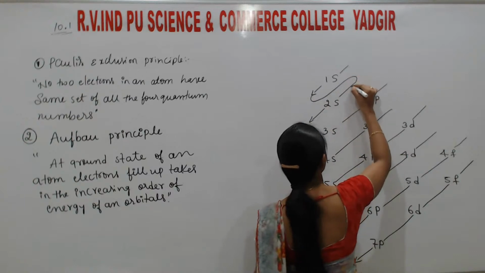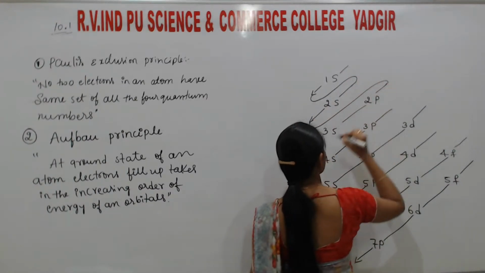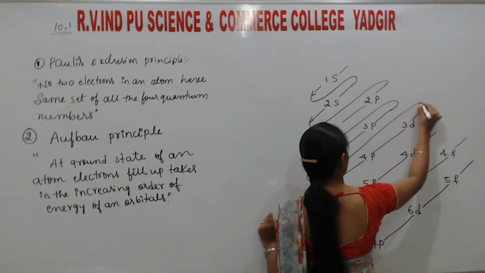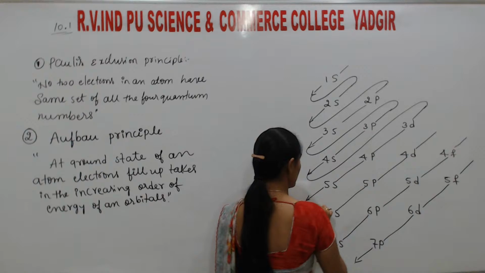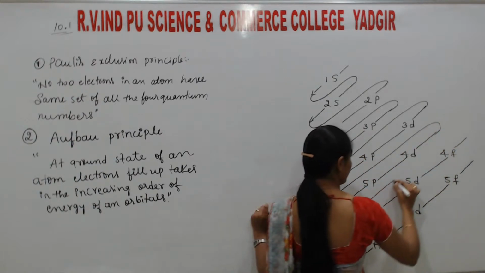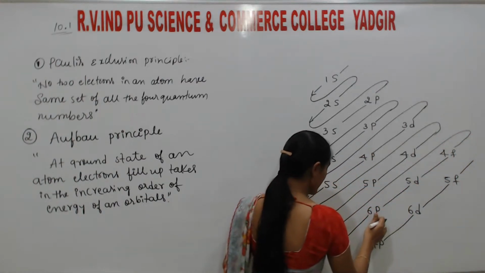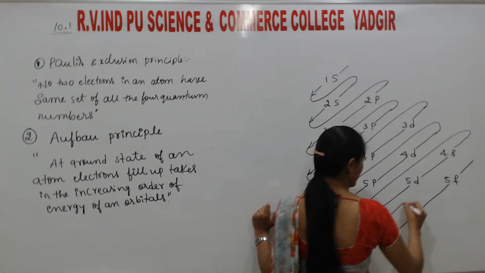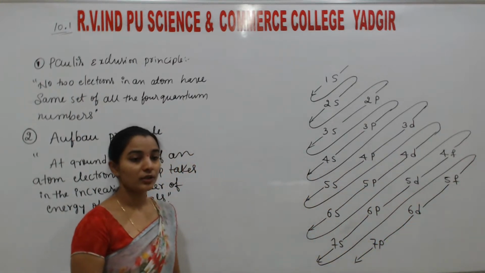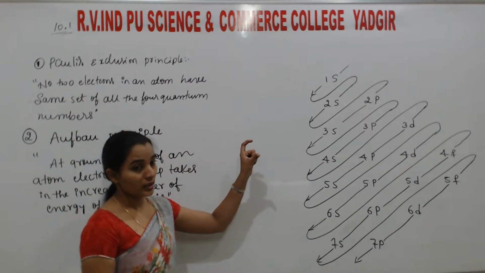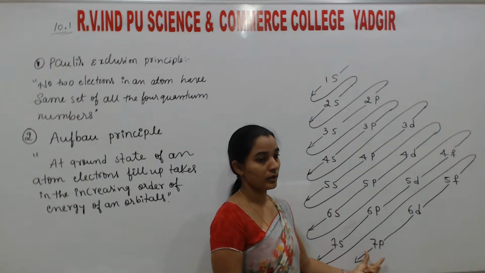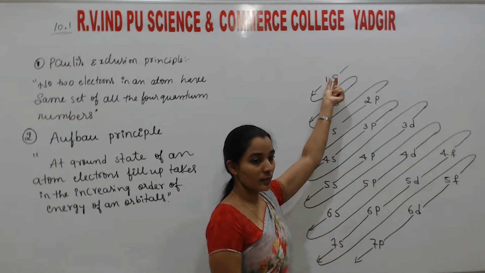1s, after 1s 2s, after 2s 2p, next 3s, 3p, 4s, next 3d, 4p, 5s, 4d, 5p, 6s, 4f, 5d, 6p, 7s, and the last ones are 5f, 6d, 7p. This is the correct order of energy. The least energy is 1s, the most energy is the 7p orbital. This is greater in energy, this is smaller in energy.